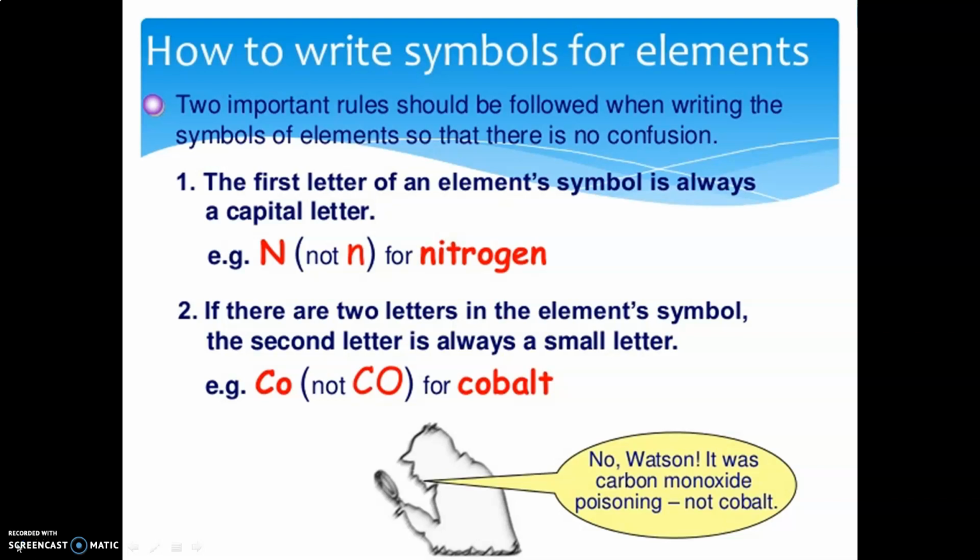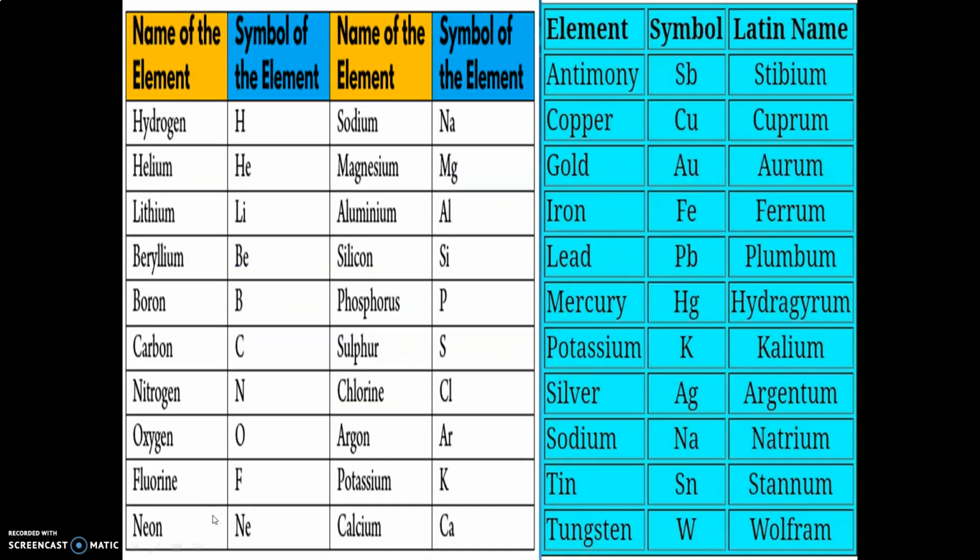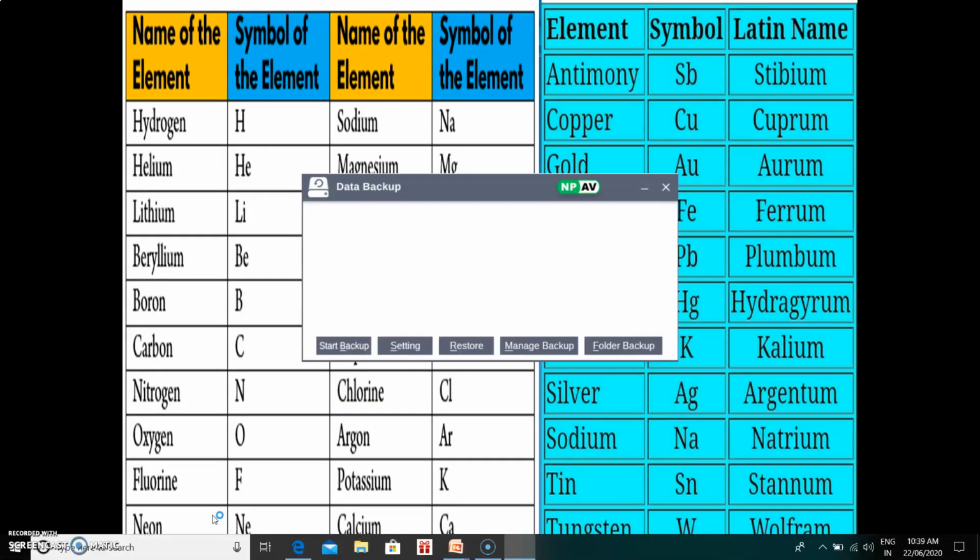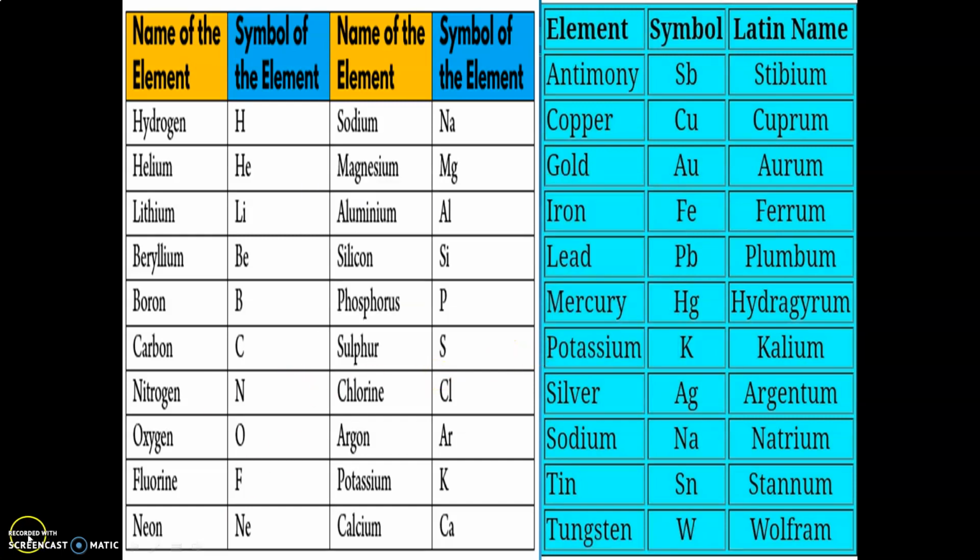For example, iron is derived from the Latin name ferrum. So the symbol becomes capital F and small e. Then, for example, sodium. Sodium is derived from the Latin name natrium, so it is capital N and small a. Then when we talk about copper, copper is derived from the Latin name cuprum. So it becomes Cu.